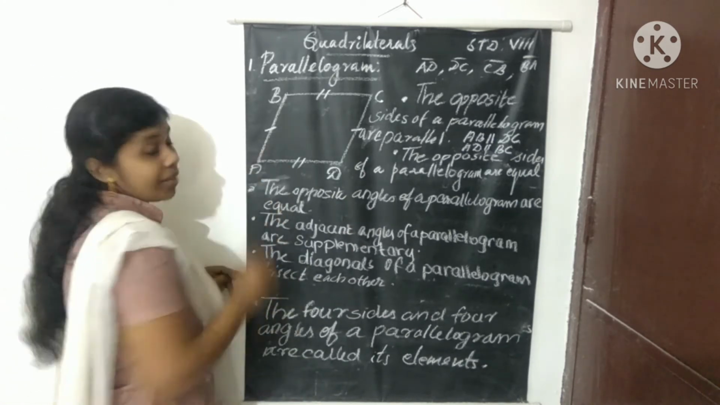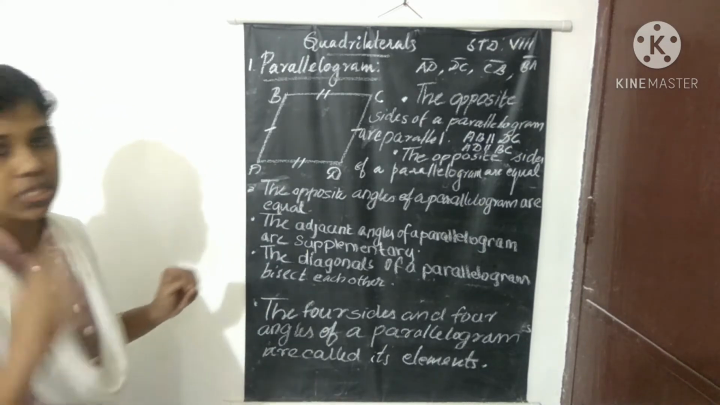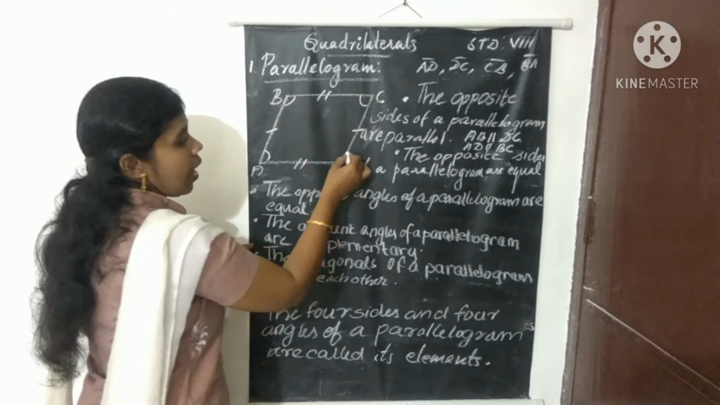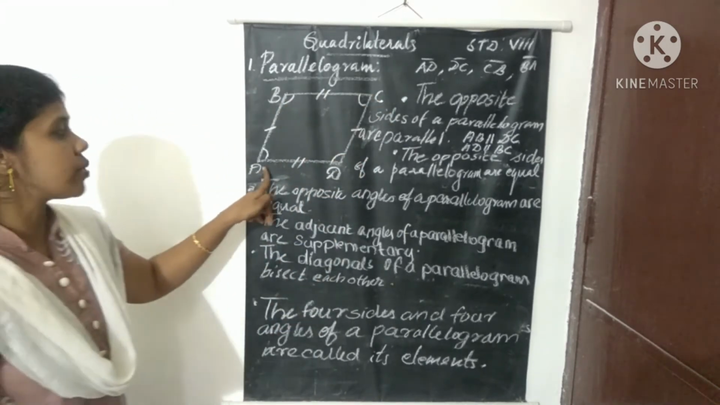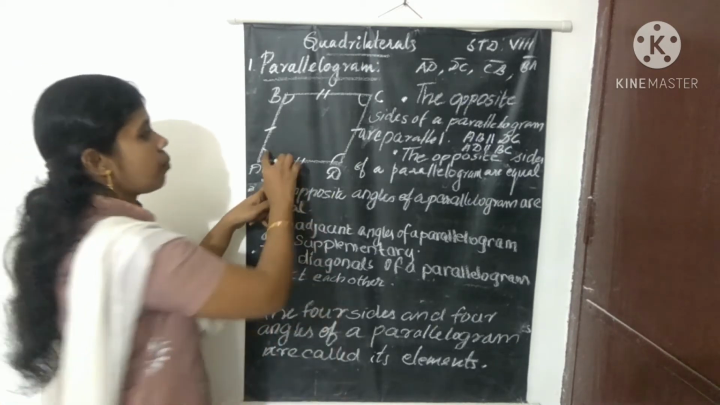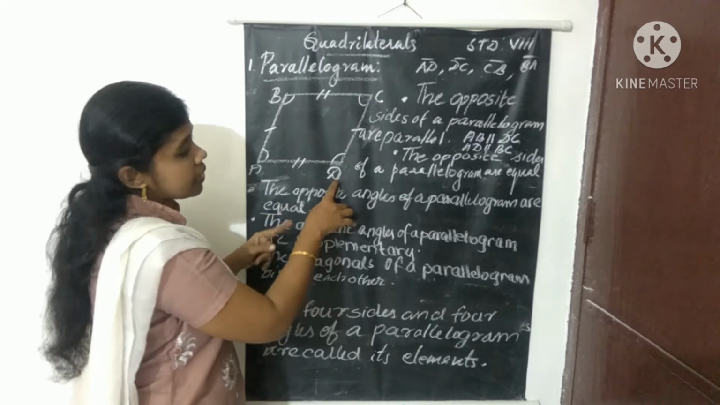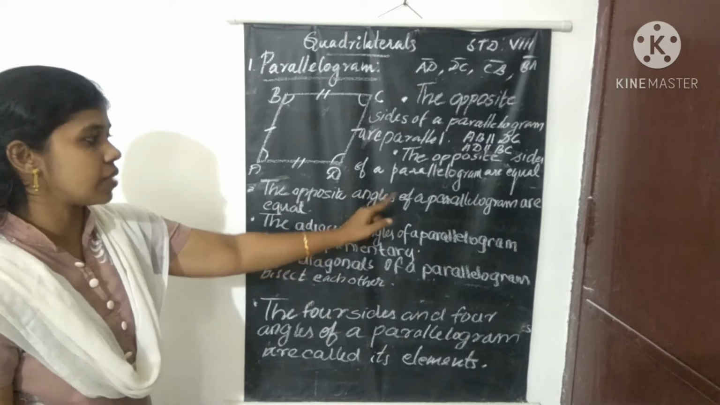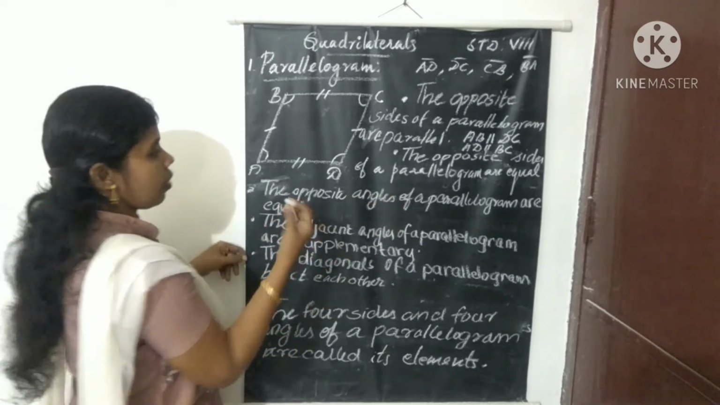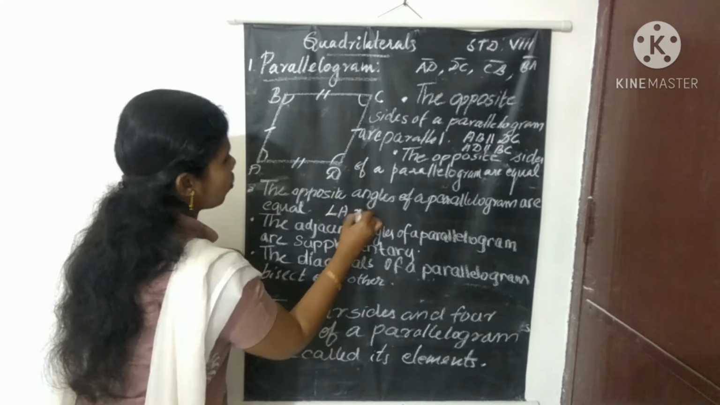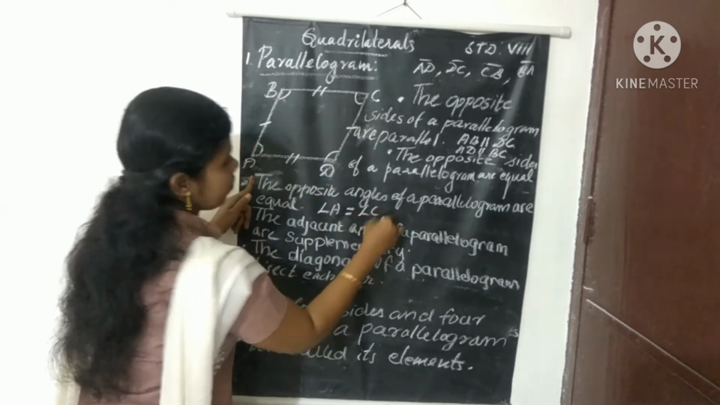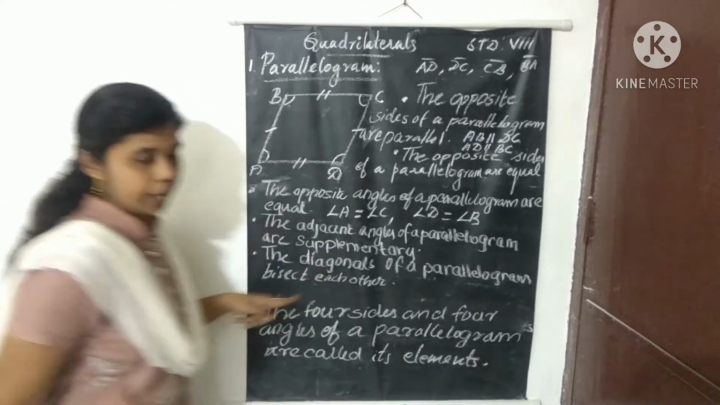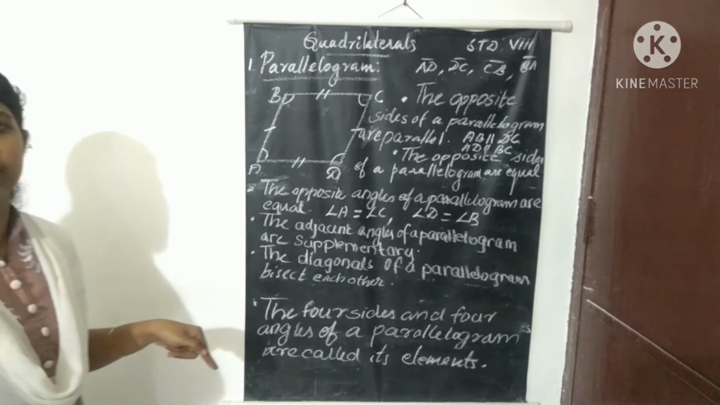How many angles does a parallelogram have? Four angles: angle A, angle B, angle C, angle D. What is the opposite angle of angle A? Angle C. The opposite angle of angle D? Angle B. Here, angle A equals angle C, and angle D equals angle B. First three properties, did all of you understand?